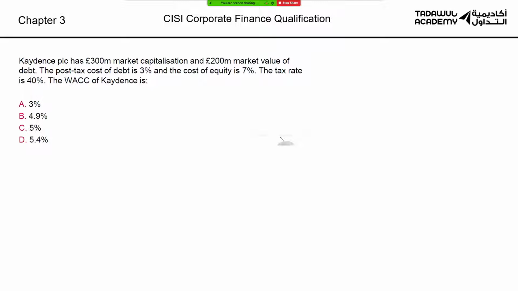Here is a quick example of a company called Cadence. They have a 300 million market capitalization. Market capitalization is the value of equity. And a 200 million market value of debt. The post-tax cost of debt is 3%. And the cost of equity, expected return, is 7%. The tax rate is 40%. What is the weighted average cost of capital of Cadence? I am going to give you 2 minutes to answer this quickly.